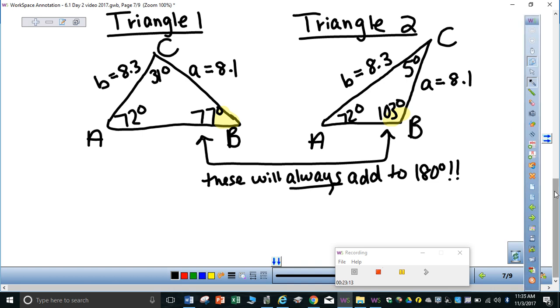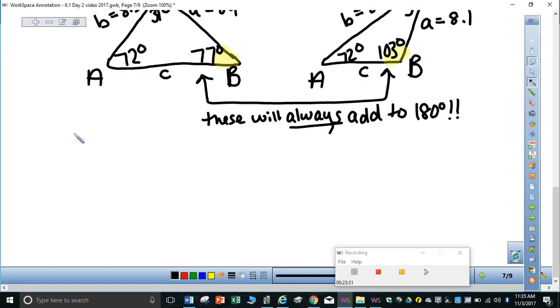Okay, so we found angle B in the first triangle. Subtract it from 180 to get angle B in the second triangle. Then we found angle C for both of our triangles. We're almost done. All we have to do to finish this out is find side C for both of our triangles. And we can do a very simple law of sines to get those two final answers for side C.